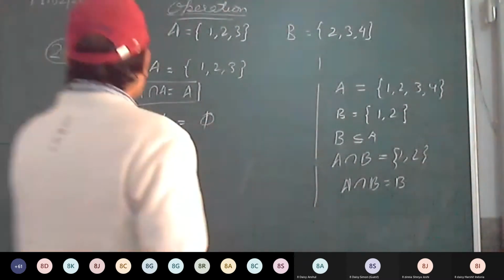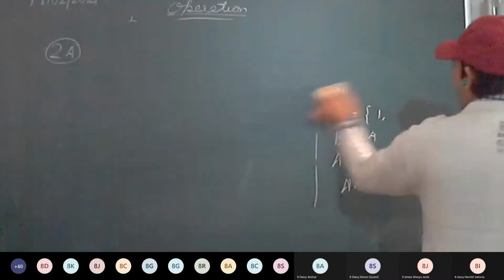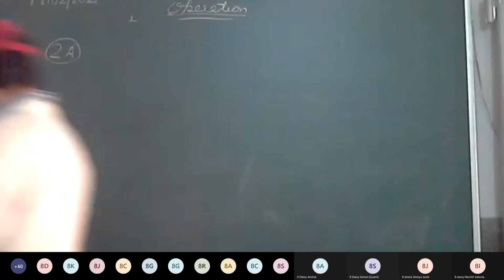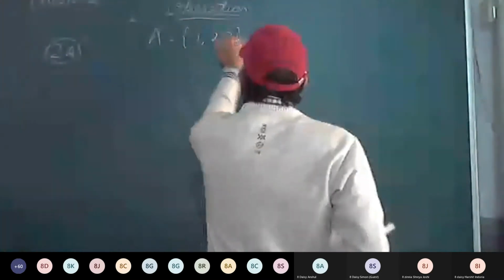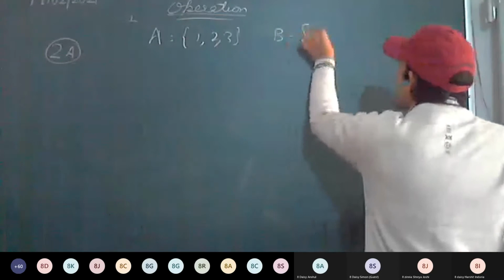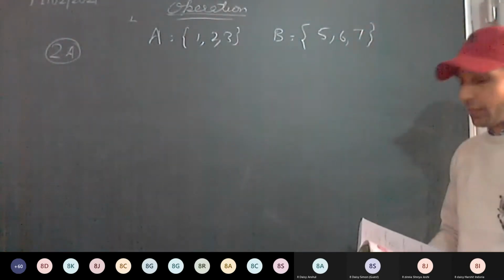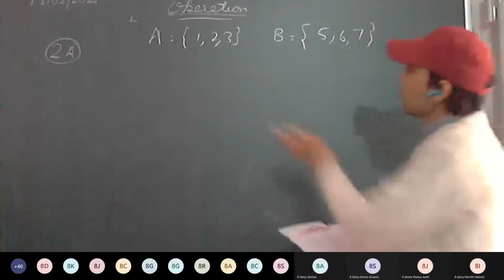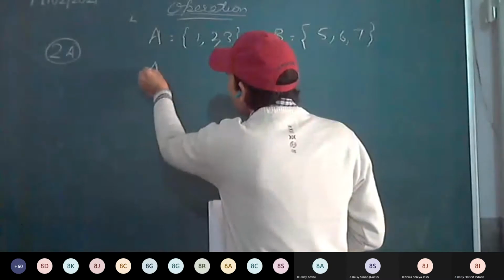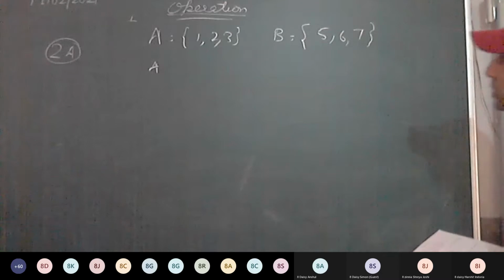Now we discuss disjoint sets. What are disjoint sets? For example, A equals 1, 2, 3 and B equals 5, 6, 7. Which are the common elements between these two sets? No common elements. Therefore, A and B are disjoint sets.